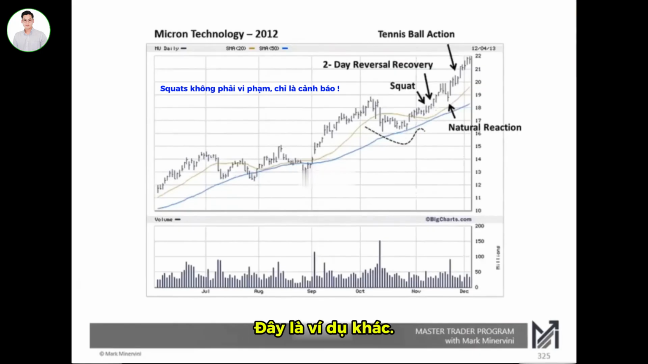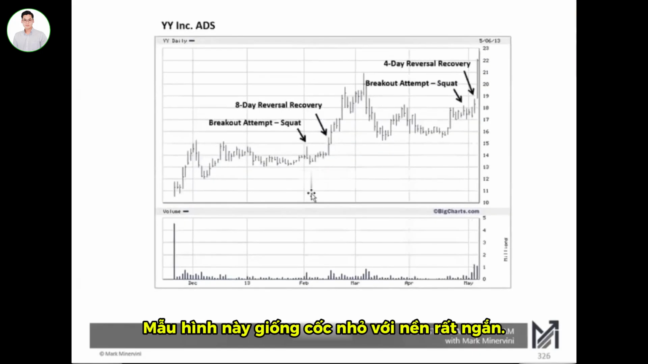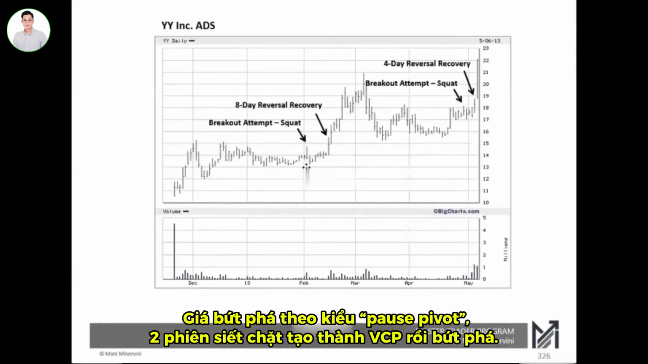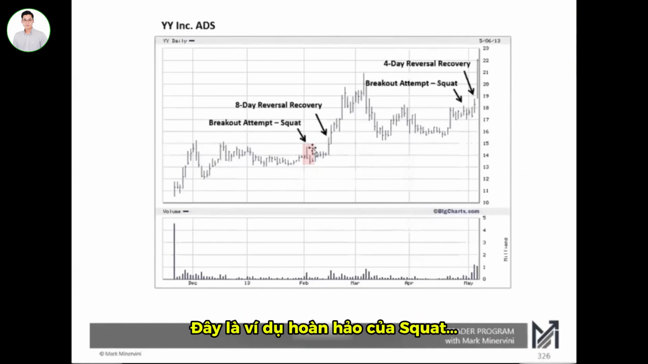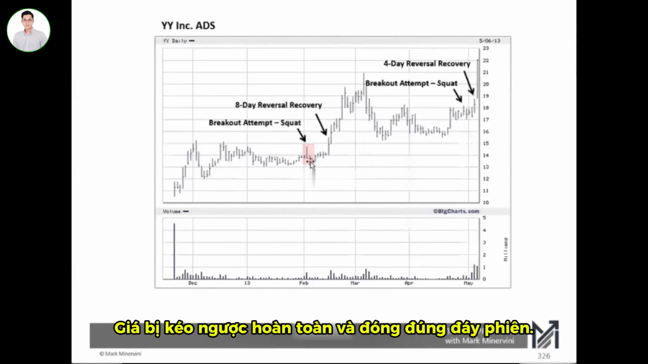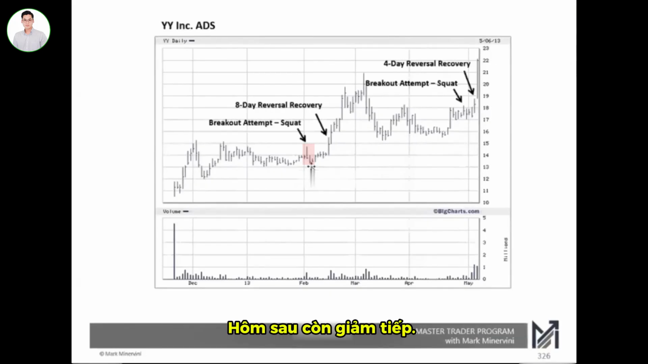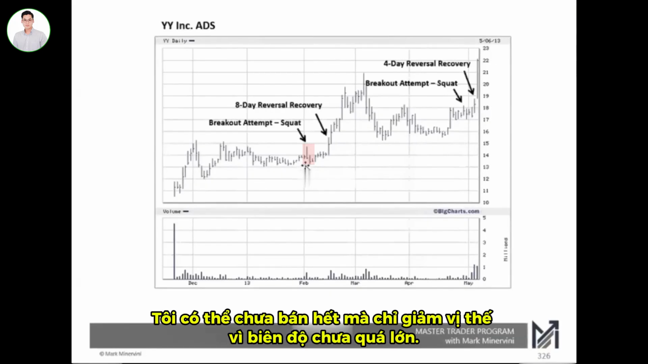Show you another example here. So these can set up, this one looks sort of like a cap, where you form this little pattern. So you come out here on what we call a pause pivot. It was just 1 day, or actually it's 2 days. I'm sorry, so small here. You form this VCP. It tightens up, breaks out. Now here's a perfect example of where it squats all the way back. It closes on the dead low. Now next day follows through to the downside. Again, this may not be big enough for me to sell it all. I'd probably just reduce because this isn't a huge bar.